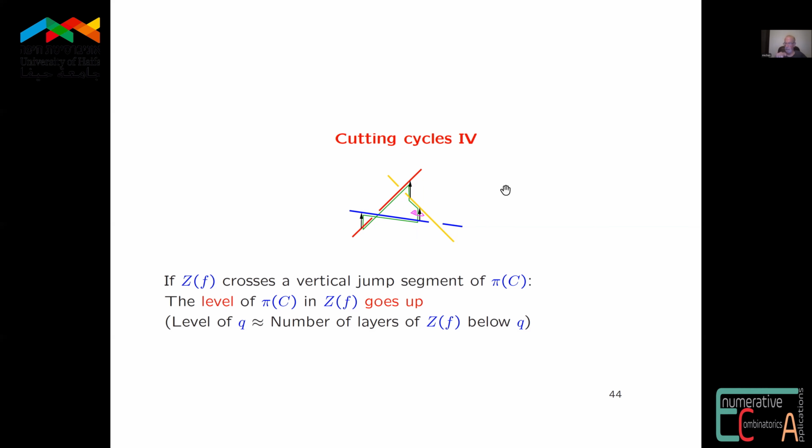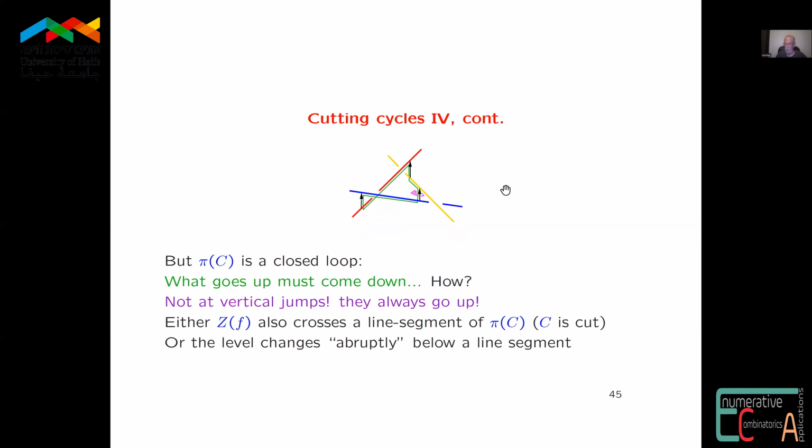And obviously, if you cross such an intersection, the level has gone up by 1. You get 1 new layer below. Okay? But the loop pi of c is a closed loop. And as we all know, what goes up must come down. Because when we finish going along the loop, we are at the same level that we started with. How can the level go down? So the main trick here is that it cannot go down through a vertical jump, because all the vertical jumps go up.